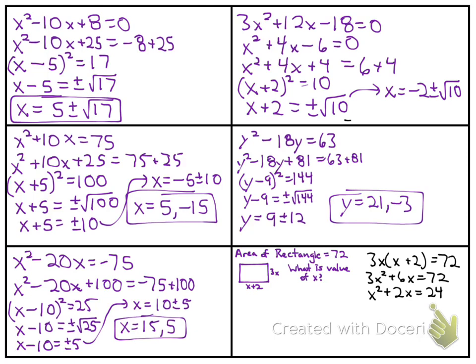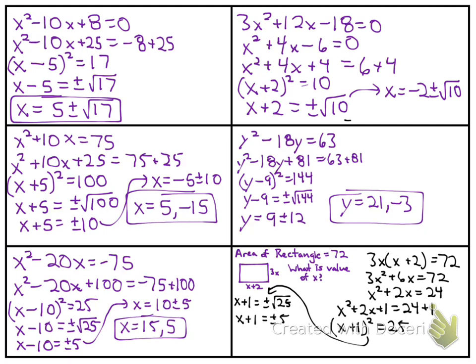We're now going to complete the square. x squared plus 2x. I'm going to take half of 2, which is 1, and square it is 1. We add that to both sides. So this factors to be (x plus 1) quantity squared equals 25. We take the square root of both sides. x plus 1 equals plus or minus the square root of 25, which is x plus 1 equals plus or minus 5, or x equals negative 1 plus or minus 5.